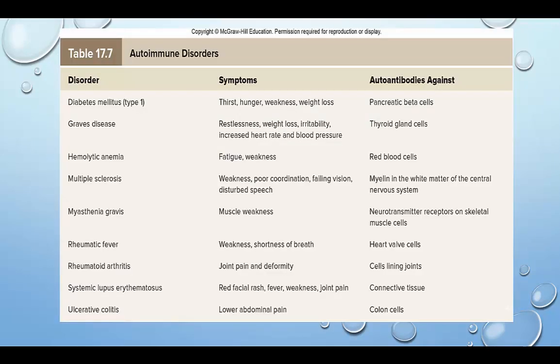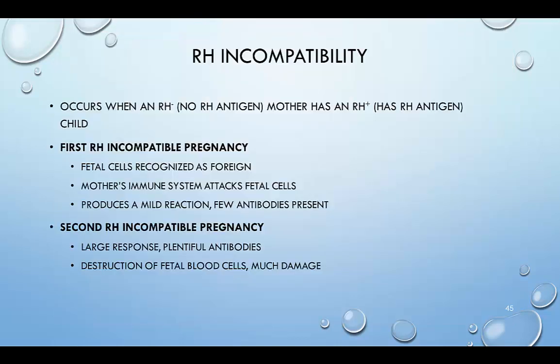So some autoimmune disorders: diabetes is one, hemolytic anemia, multiple sclerosis, rheumatic fever, rheumatoid arthritis, lupus, ulcerative colitis. And you can see where the autoantibodies fight against.